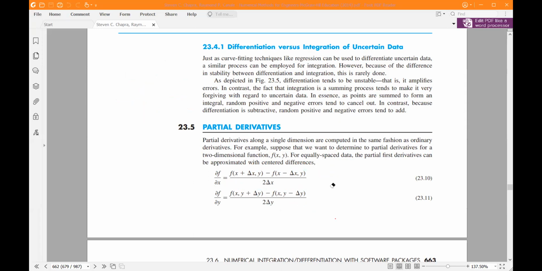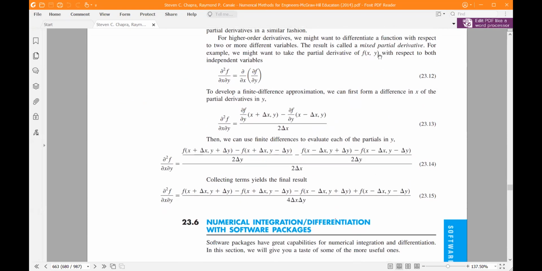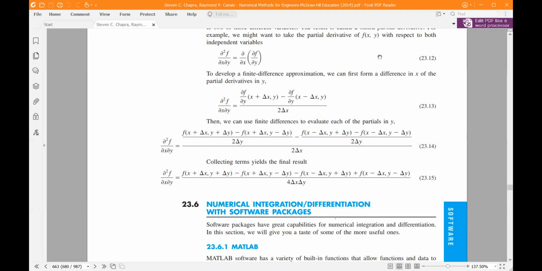Now the question is that your partial derivative will involve, for example, your first derivative as well as your second derivative. How do we calculate the second derivative? Ultimately you will arrive at equations 23.14 and 23.15 to calculate the derivative. I will be showing more about this later when we discuss the solution of differential equations and boundary value problems. This problem could be better understood with the help of a class of problem called boundary value problem.